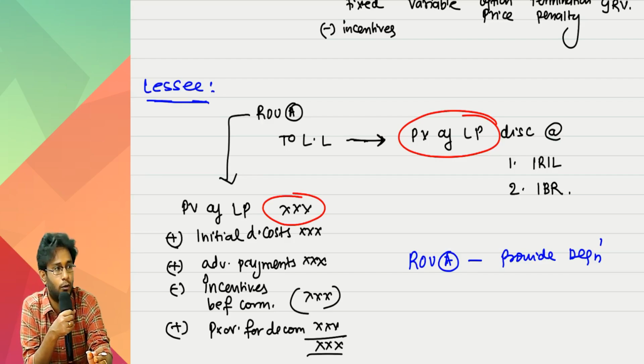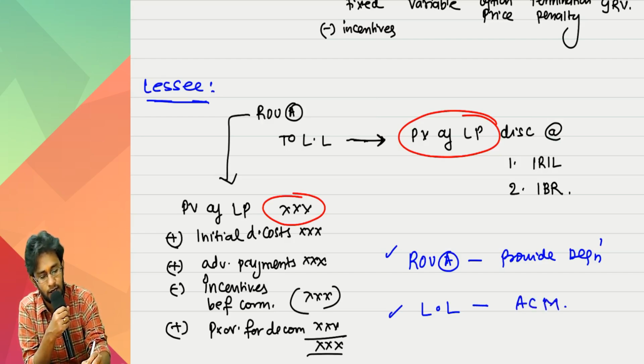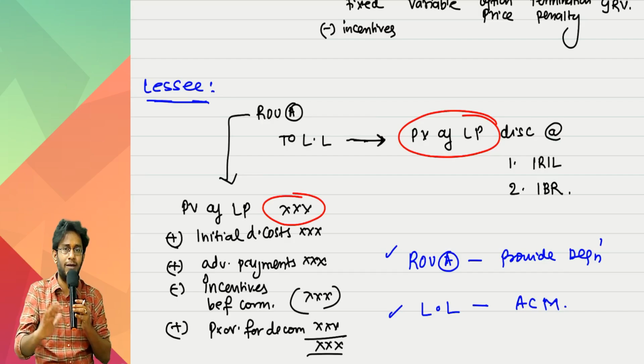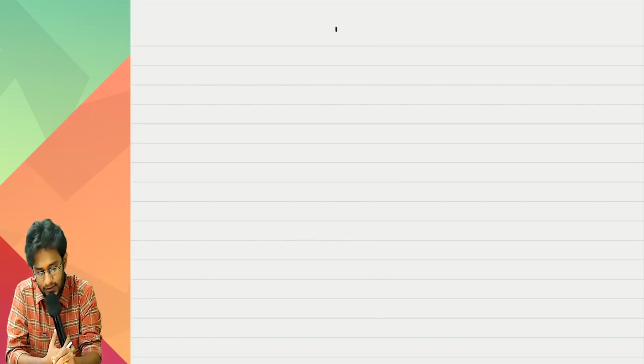And this depreciation you should provide over the entire life of the asset if eventually you are going to become the owner of the asset. If you are not going to become the owner of the asset, then depreciation must be provided only over the lease term, that much only. And regarding lease liability, you should apply the amortized cost method. This is your basic accounting, sir. After this, we have discussed the case of reassessment of lease.